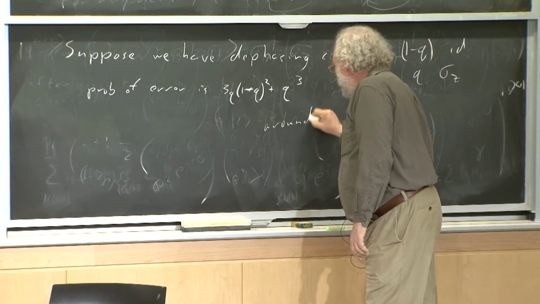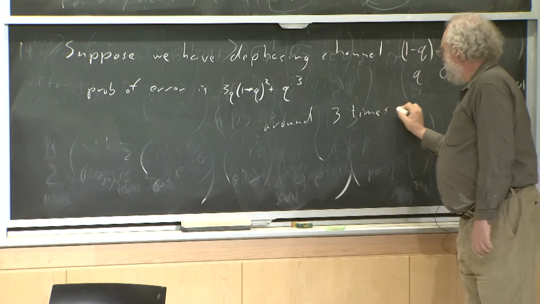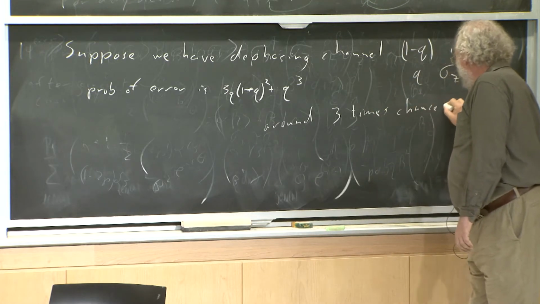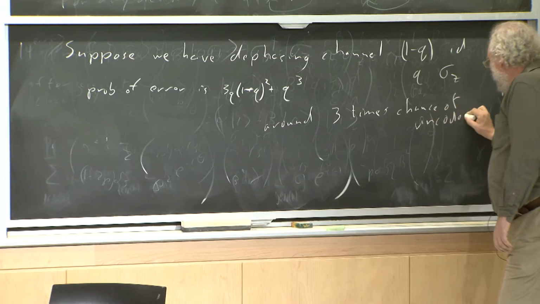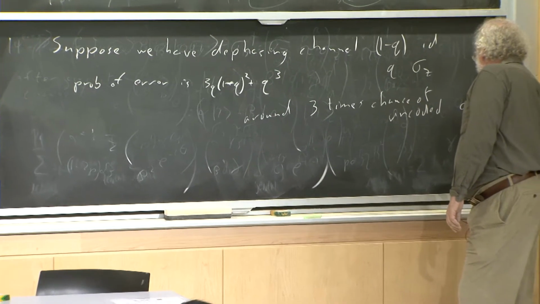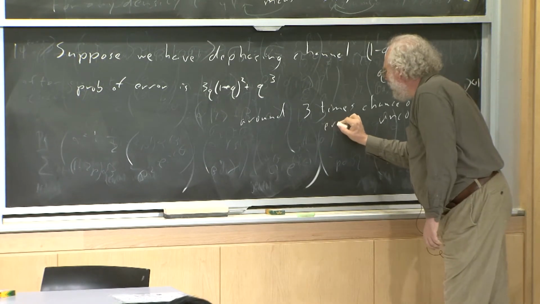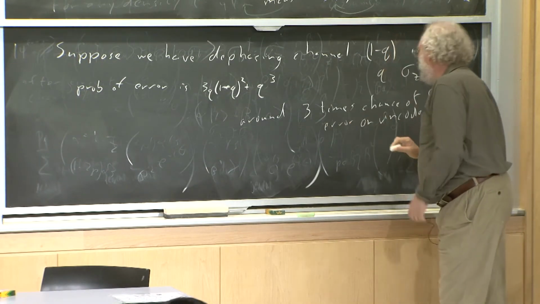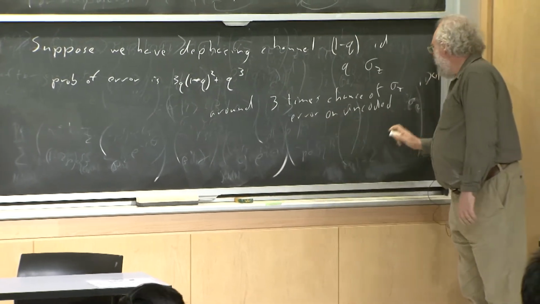Around 3 times the chance of error of an unencoded error. Sigma z, I want to say this is 3 times the chance of a sigma z error on an unencoded qubit.